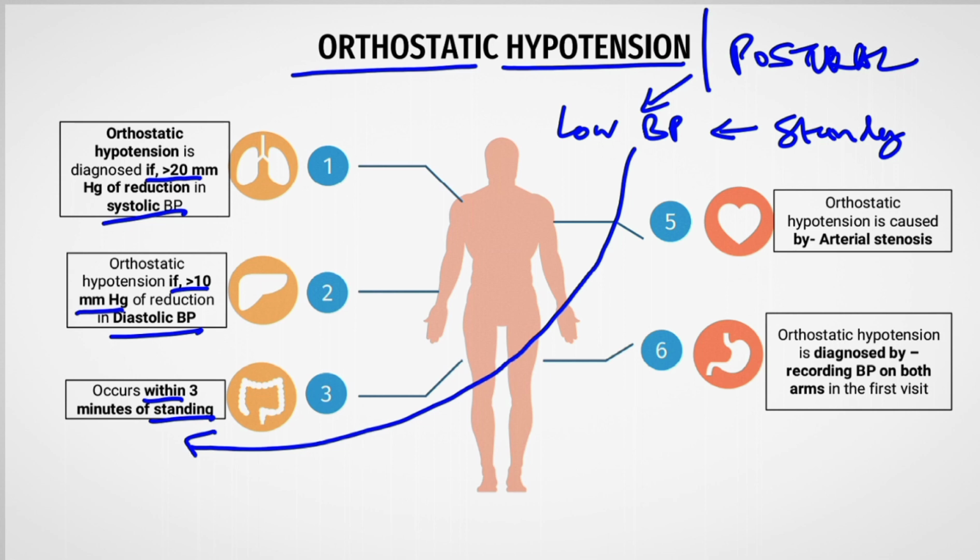Orthostatic hypotension is caused by arterial stenosis. Arterial stenosis occurs when there is a narrowing of the aortic valve in the heart, and because of this narrowing, the flow of blood is compromised, which ultimately develops orthostatic hypotension. And for diagnosis of orthostatic hypotension, we should always record the BP in both arms at the first visit.